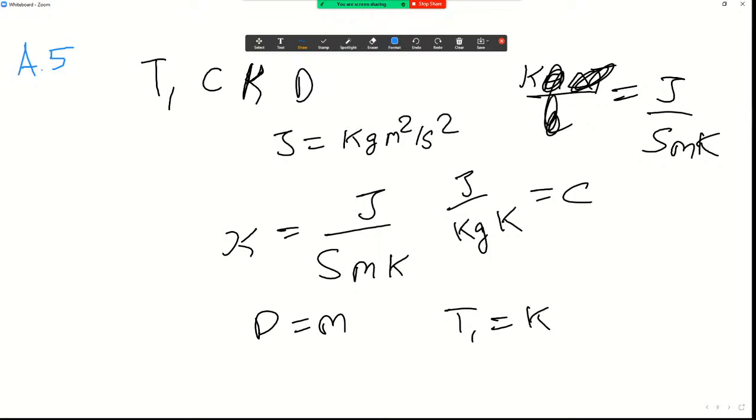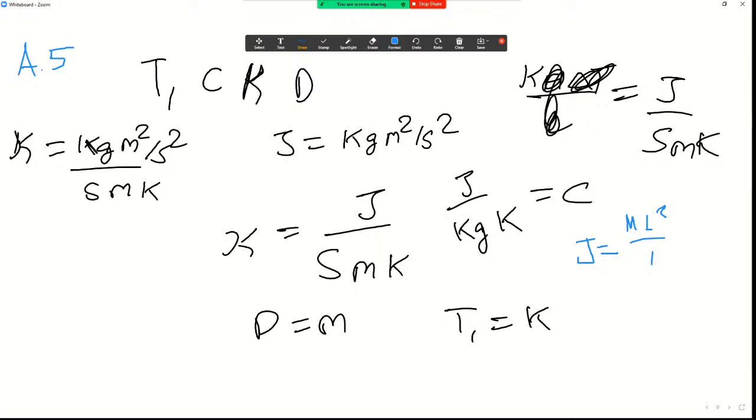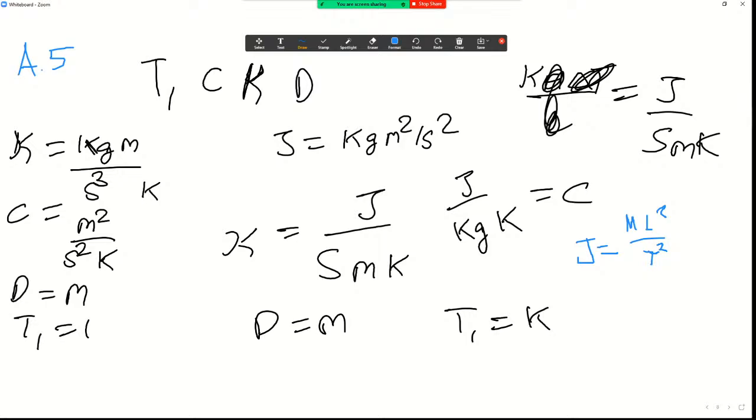So we can plug in. So kappa would become kg meter square per second square by second meter Kelvin. So kappa is this. Okay, and C is kg meter square per second square Kelvin, and D is meter and T1 is Kelvin. Yeah, I guess I can erase this all.